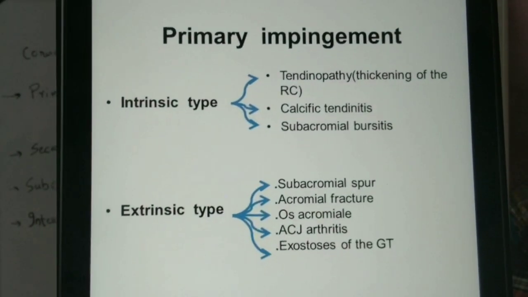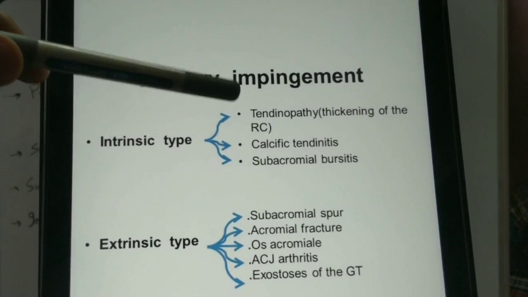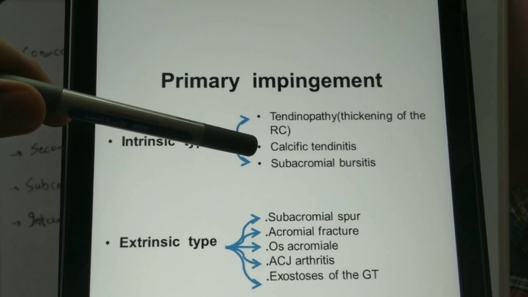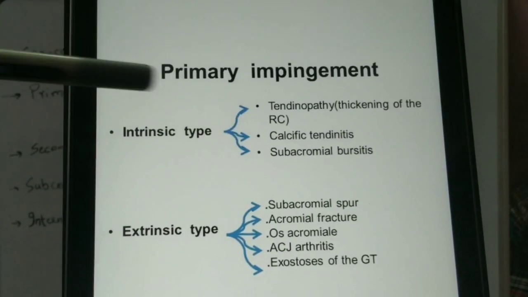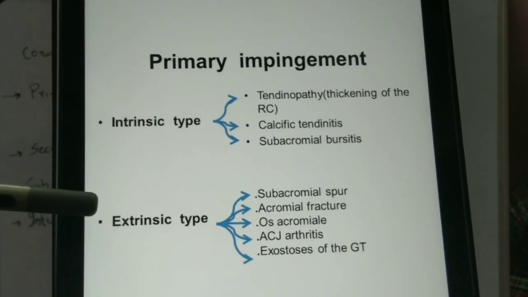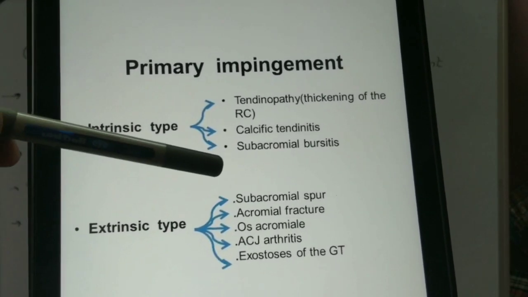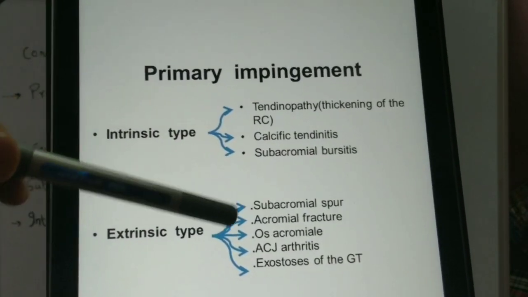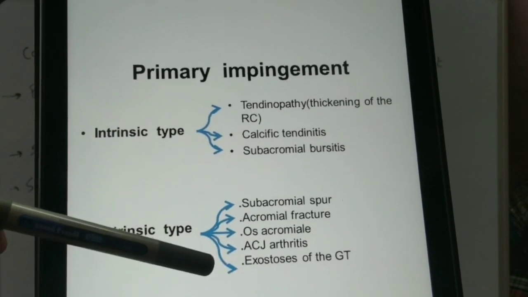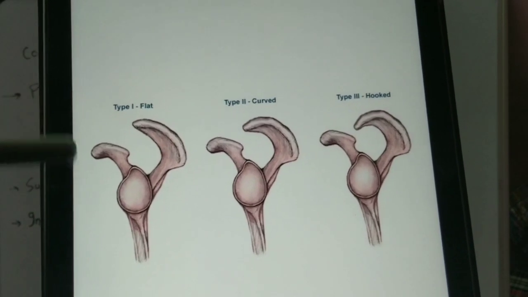So we have the two types of primary impingement: the intrinsic and the extrinsic type. In the intrinsic type, there is tendinopathy of the supraspinatus, calcific tendinitis, and subacromial bursitis, meaning the contents themselves are diseased. In the extrinsic type, the walls have decreased the space for the tendon and the bursa. This can be because of a subacromial spur, acromial fracture, any arthritis in this region, or exostosis of the greater tuberosity.